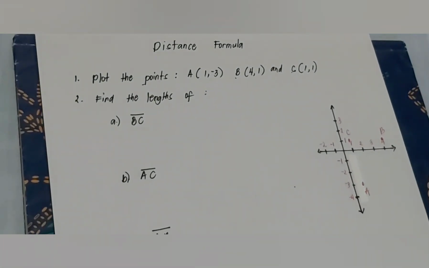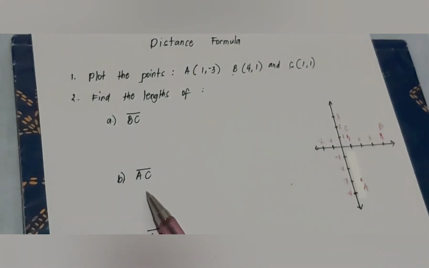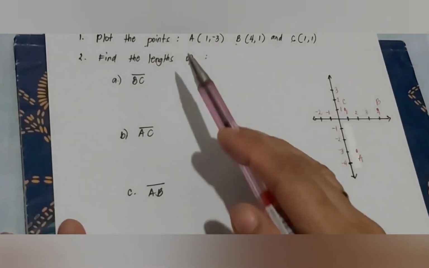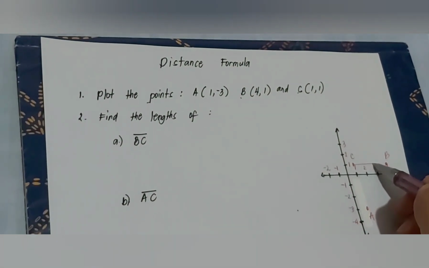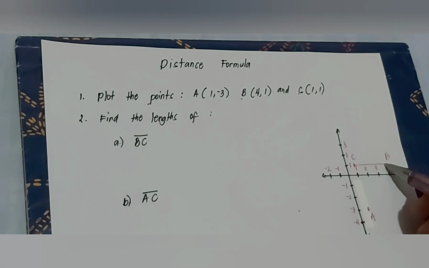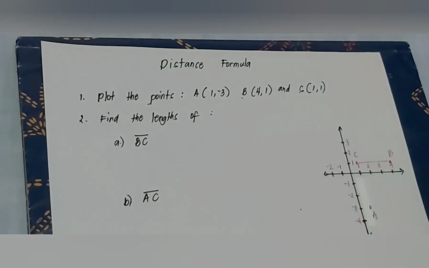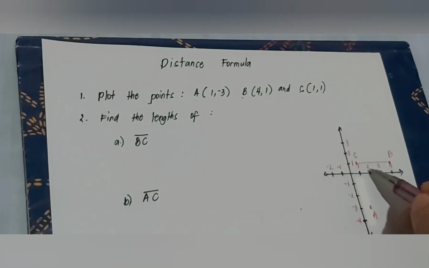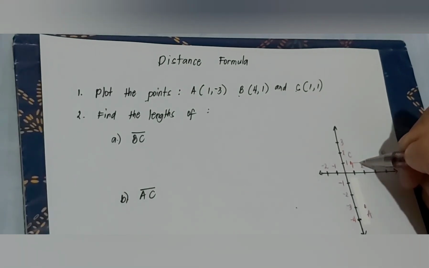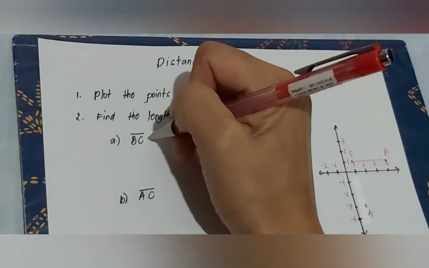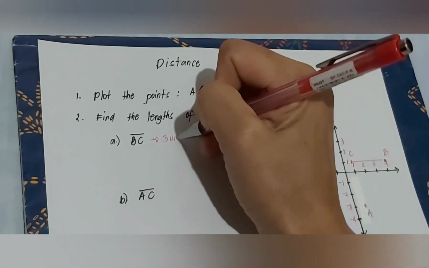So next, find the lengths of segment BC, segment AC, and segment AB. Ito muna tayo sa BC. BC is this. So the length of segment BC is the distance between point B and point C, right? So since it is vertically aligned, pwede tayong magbilang na lang. So therefore, we have 1, 2, 3. So the length of BC is 3 units.